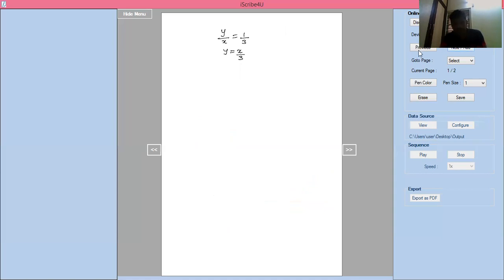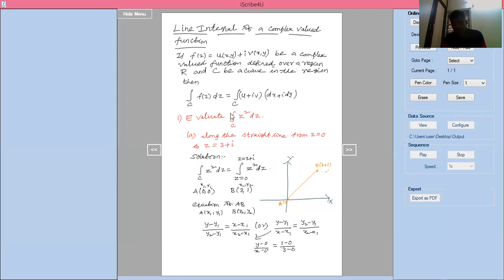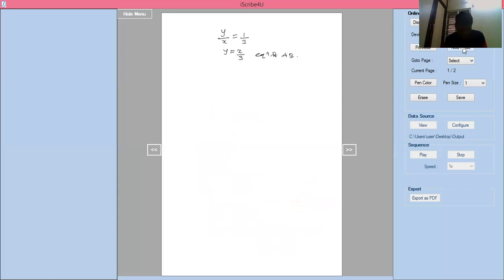So this is the curve equation, the equation of AB. Now what is the integration I have given here? You should look, students. Integration of C of z square dz is there. Now I will simplify this: integration of C of z square dz.